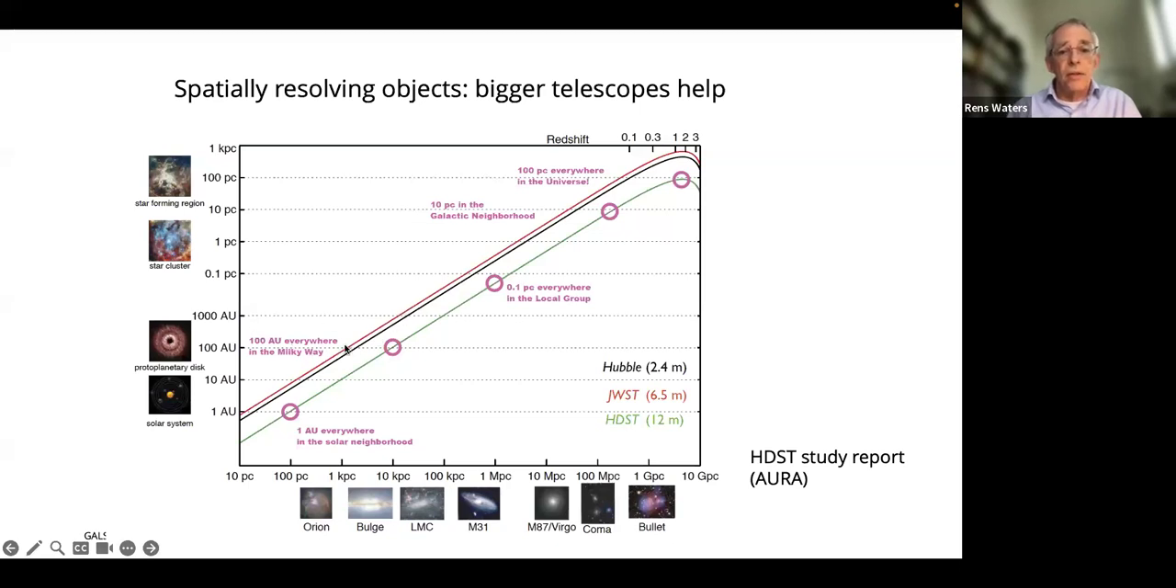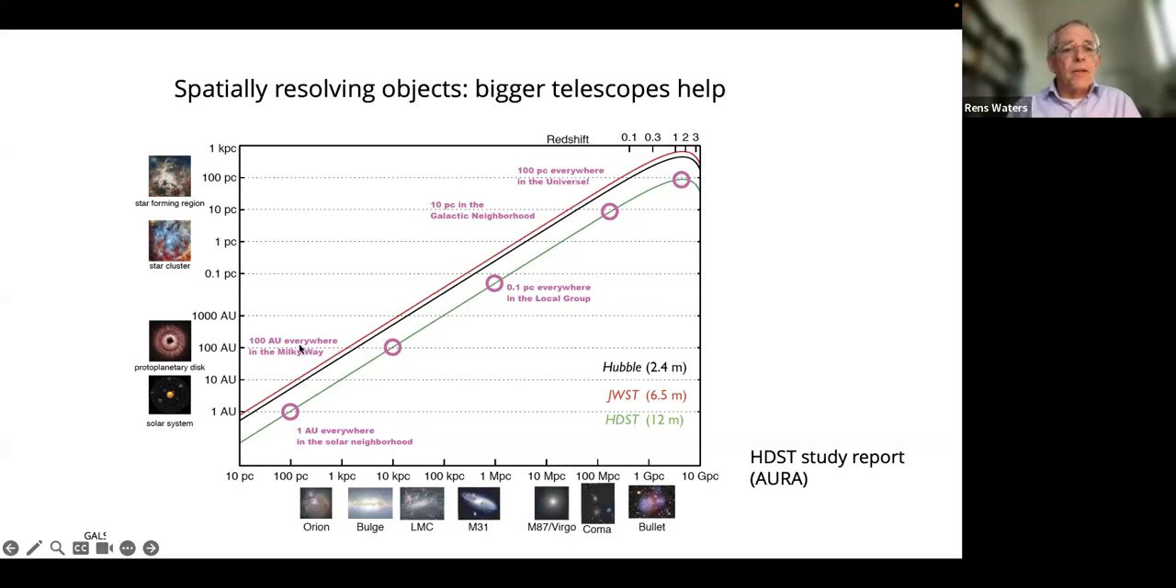at various distances. That means, for instance, that a planet-forming disk can be resolved with telescopes like the Hubble Space Telescope, the James Webb Space Telescope, but also the one which is on the drawing board, a successor to the James Webb Space Telescope. This diagram calls it HDST. This is a bit of an older diagram, but now it's called the Habitable Worlds Observatory, which would have a telescope with a diameter of the order of 10 meters. Those telescopes have a limited spatial resolution. We will get to that.